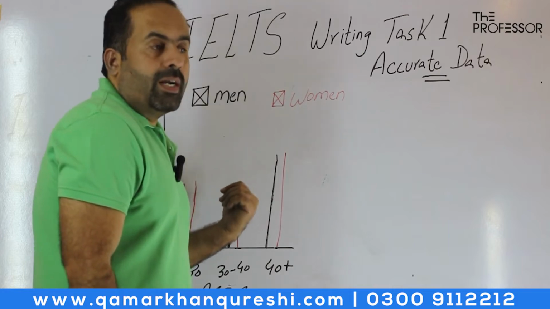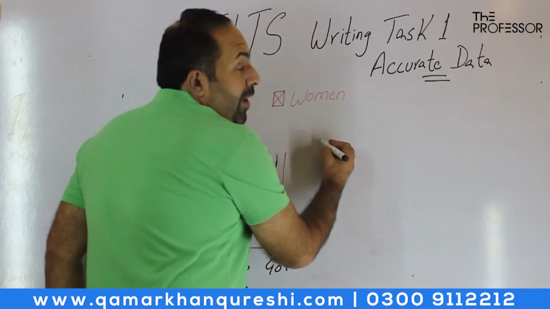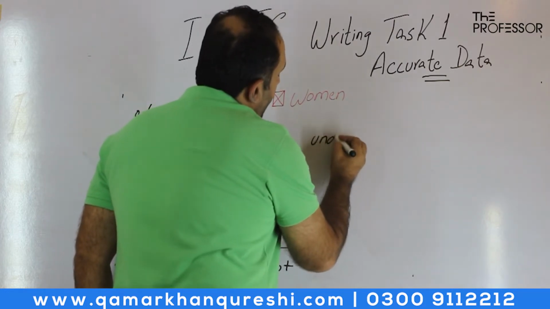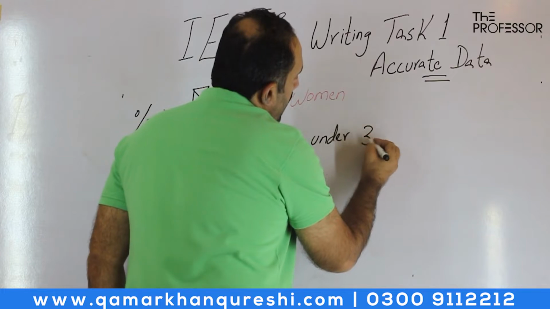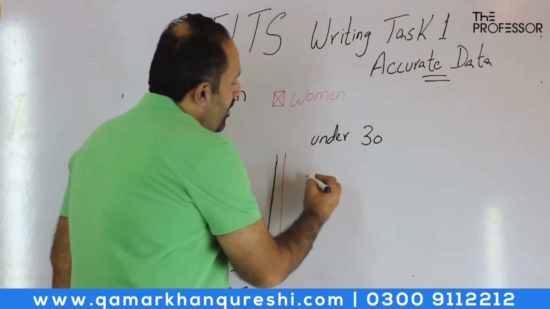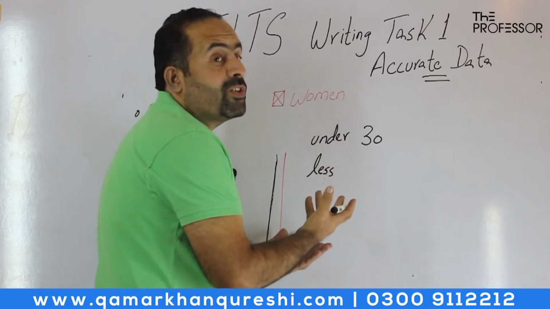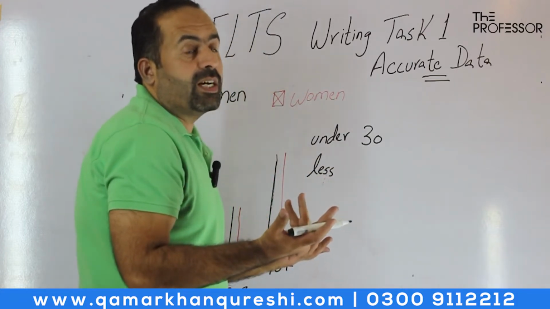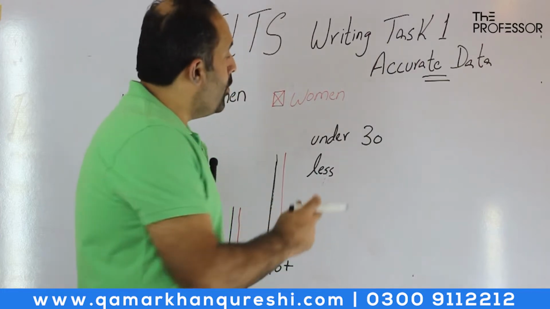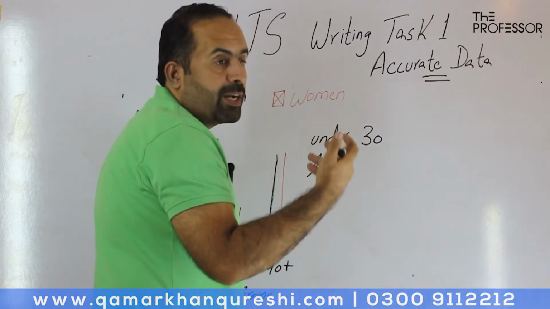For anything which is under 30 or under a specific number, instead of writing that 28% that we just discussed, you can write under 30. Got it? You need not write 28% or 29%. You can just write under 30 and it's quite okay. Rather, it's better because you are using your paraphrasing and you can get a higher band score.